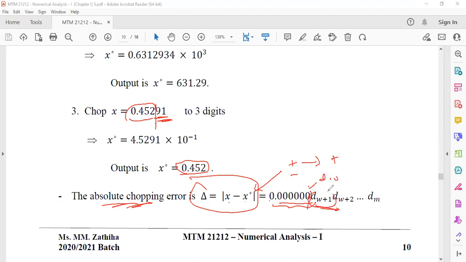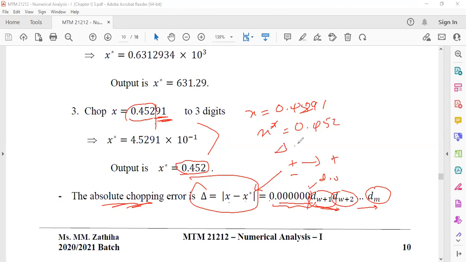Then after dw plus 1, dw plus 2, up to whatever m, the remaining numbers will come. So hope you all understand. For example, let's take this example. x is equal to 0.4291 and x star, the final answer, will be 0.452.